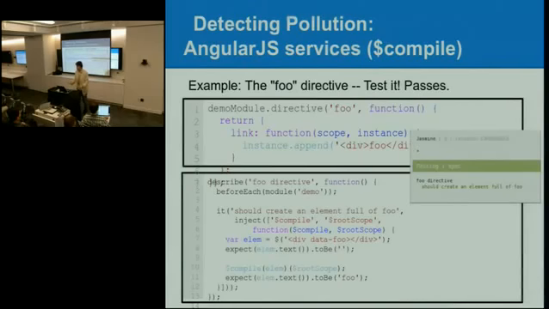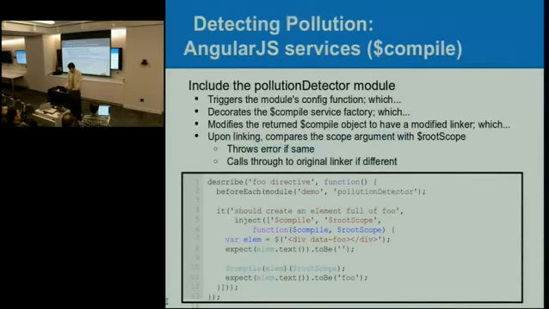Now, the unit tests on that pass just fine, but there's a problem. Because we have compiled against the root scope, we have introduced the possibility that we're actually modifying the root scope. And so, what we want to do is add our pollution detector to make sure that that doesn't happen.